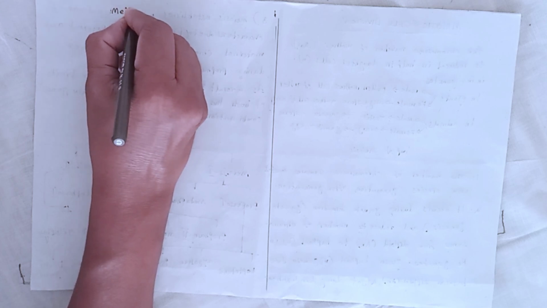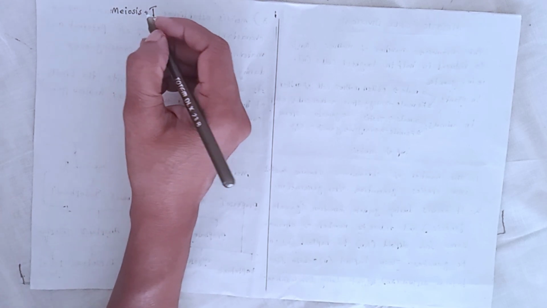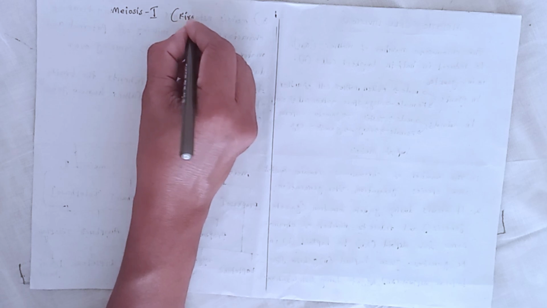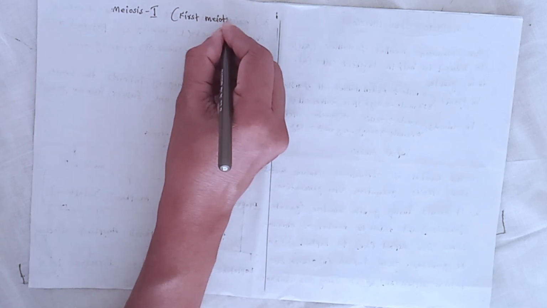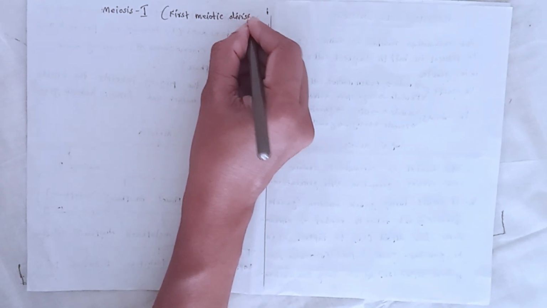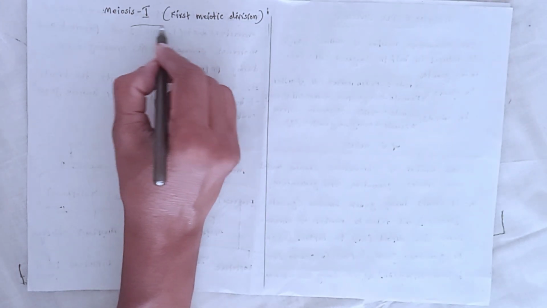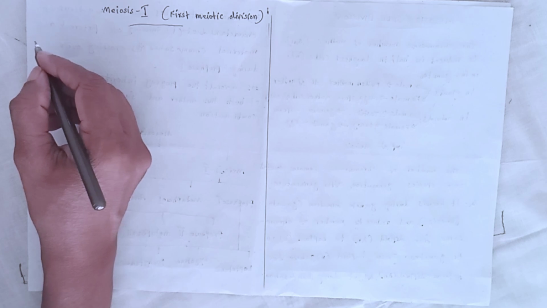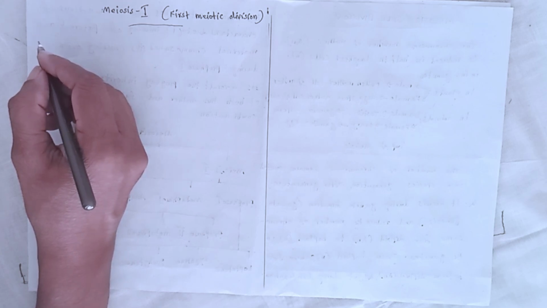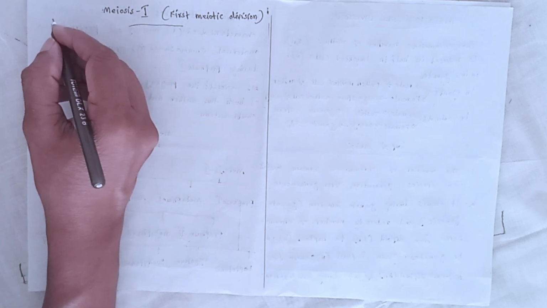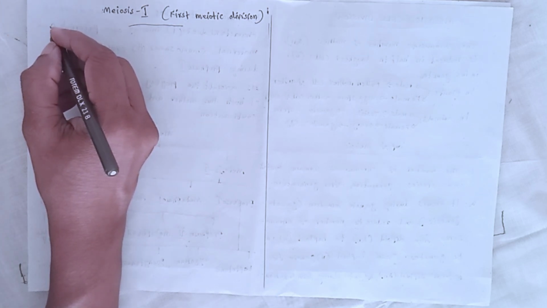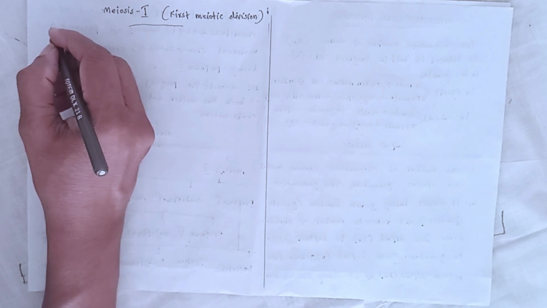Now we discuss meiosis 1. Meiosis 1 is the first meiotic division, also known as the first meiotic division. It is a longer phase, and it is further subdivided into the following 5 substages.